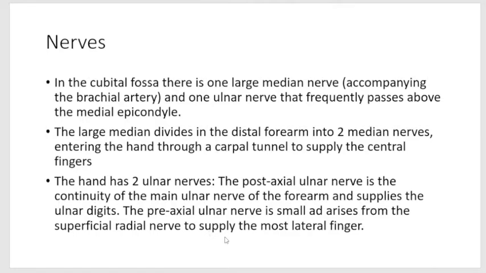And since it's entering the volar aspect to supply the volar aspect of the most lateral finger, we call it the second ulnar nerve for the deformity. So we can say the hand will have two ulnar nerves and two median nerves. The two median nerves are actually a division of the main median nerve. The post-axial ulnar nerve is the regular ulnar nerve, and the pre-axial ulnar nerve is a branch of the superficial radial nerve that supplies the most lateral finger.